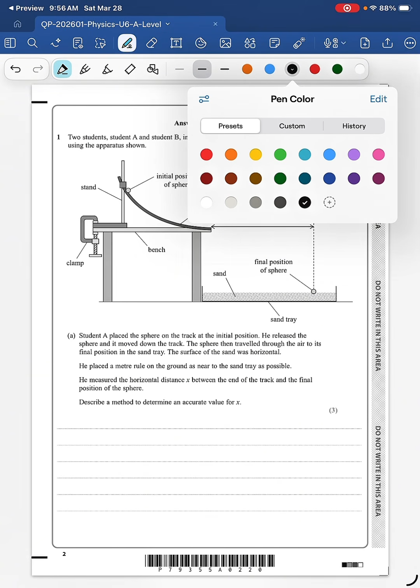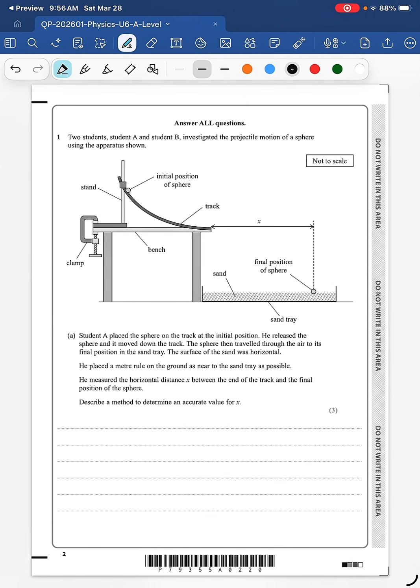Question A. Student A placed the sphere on the track at the initial position. He released the sphere and it moved down the track. The sphere then traveled through the air to its final position in the sand tray. The surface of the sand was horizontal. He placed the meter rule on the ground as near to the sand tray as possible. He measured the horizontal distance x between the end of the track and the final position of the sphere. Describe a method to determine an accurate value for x. I circled it over there.